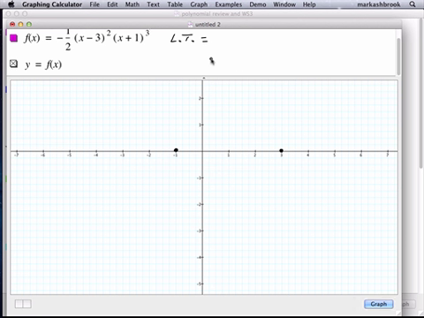Don't graph it on your graphing calculator. We're trying to take what we've learned and put it all together.